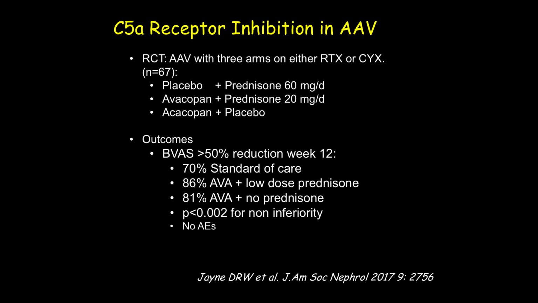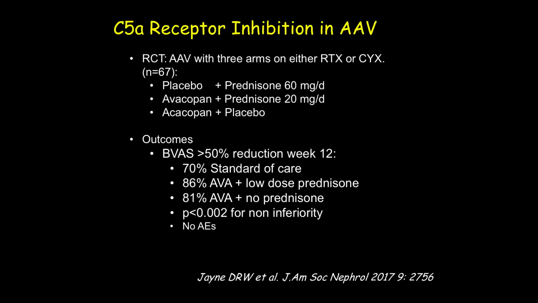So this came out in, I think it was December. I don't know if it's in the nephrology literature. I don't know if it's been showing up elsewhere. But I want to remind you of what this trial was. There were 67 patients. They were all getting either rituximab or cyclophosphamide. It didn't really matter which one. They were randomized independent of those treatments to either placebo with prednisone 60 milligrams a day, avacopan plus prednisone 20 milligrams a day, or avacopan plus a placebo. Avacopan is the C5a receptor inhibitor.